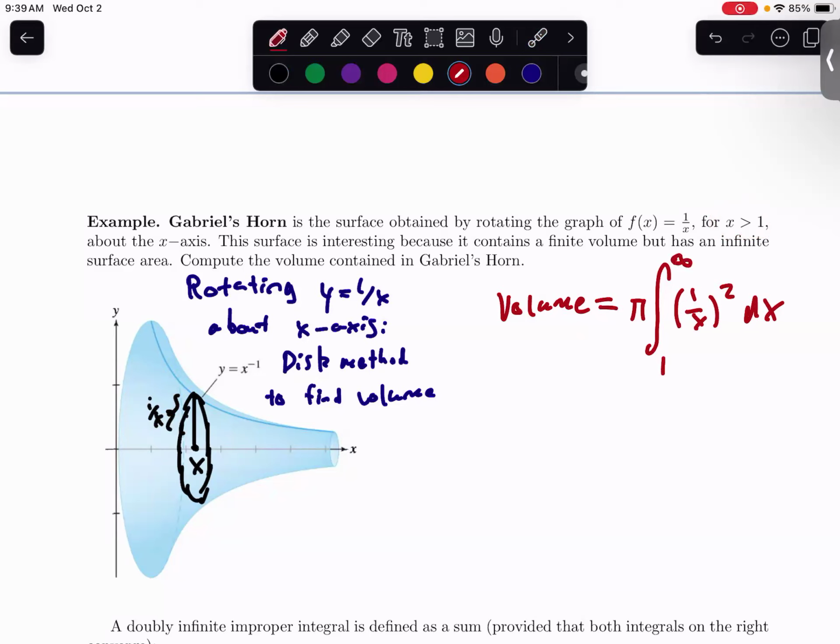And so this is where the improper integral comes into play, right? We're computing the volume of this surface of revolution, and we don't have a bound on what our x is going to be. So we're going from 1 to infinity. But now we know that we can take this and write it as a limit. And we also know from the previous page that we're looking at 1 over x squared, right? If you distribute the square, you just get 1 over x squared.